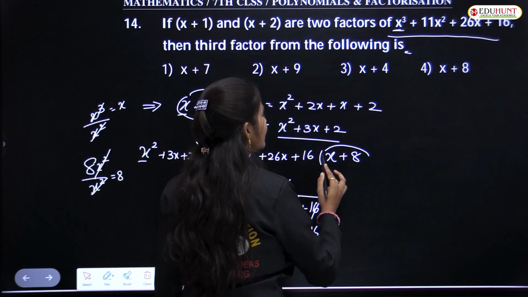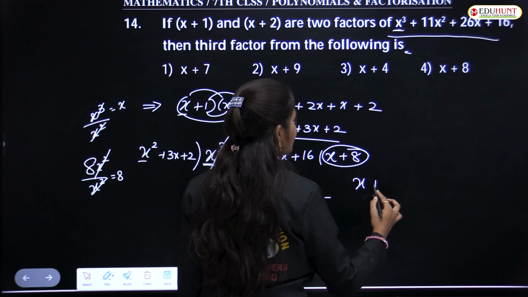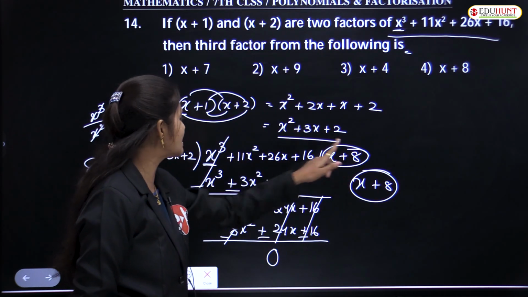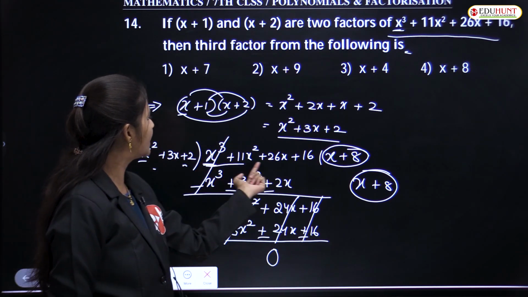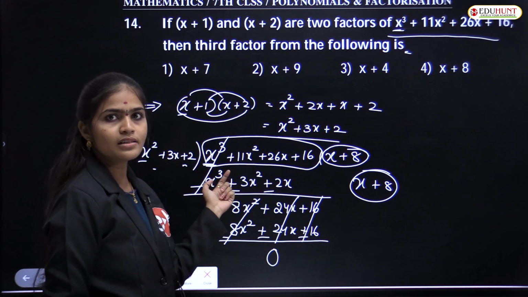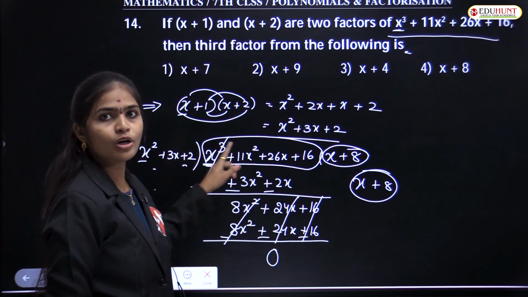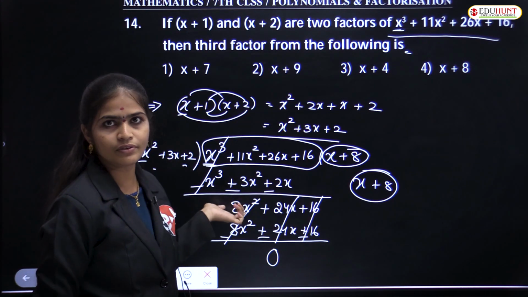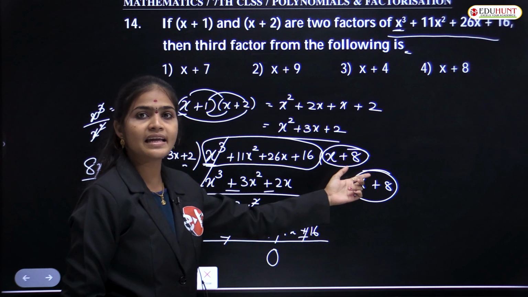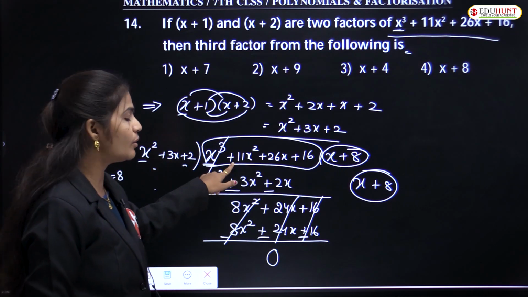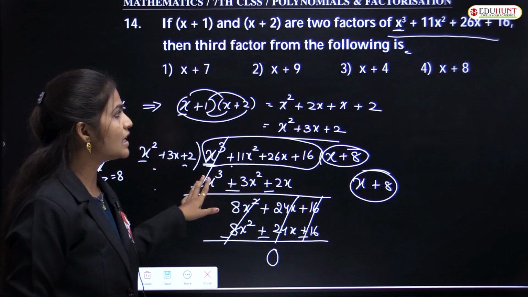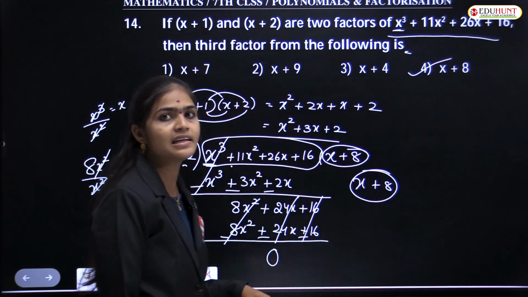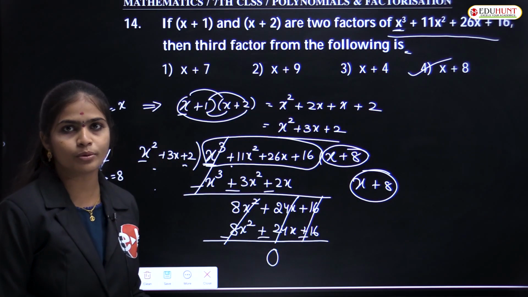So what is the other factor here? That is x plus 8. That is the other quotient, meaning when you multiply x plus 8 with this one, you will again get the given polynomial. So we can say that x plus 8 is a factor of this polynomial. That's why the other factor of the given polynomial is x plus 8.